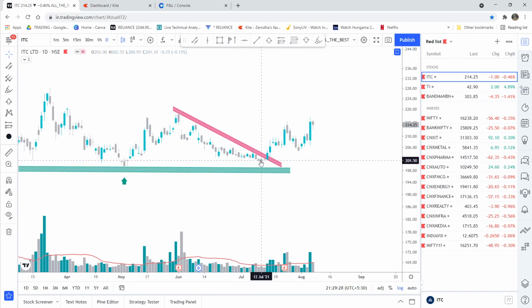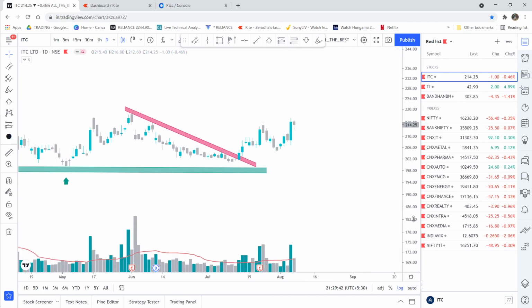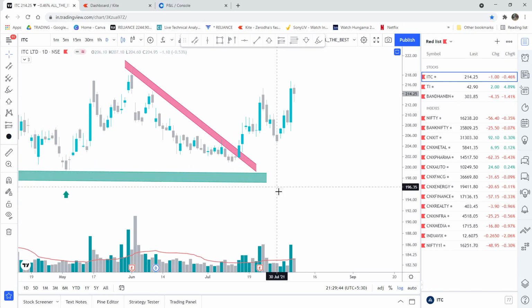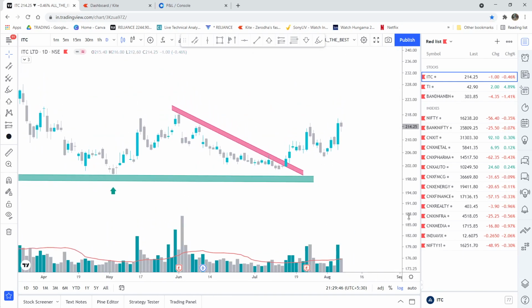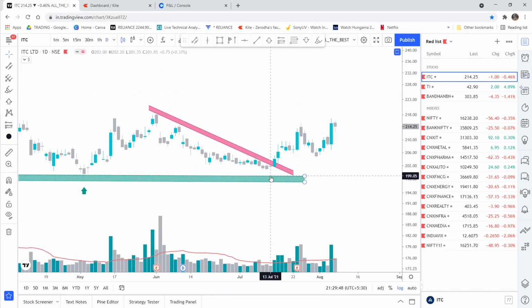If you see, there is a support which it got at this point on 12th July. The candle formations are very small, and there's a formation of a small candle on 13th July, called a doji candle, which is a very powerful candle in technical analysis. So I was waiting to take a position on 14th July whenever it would try to cross this red line, or we can say a resistance line.